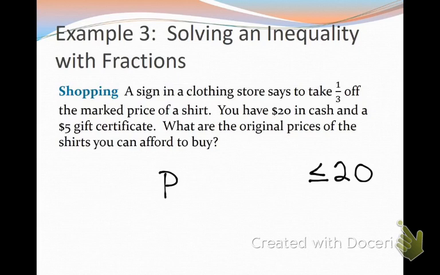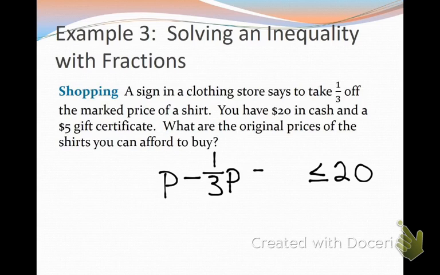But it also says that you can take how much off of said price that you don't know yet. How much? 1/3 off of that price. So that is another part of this inequality. But do you see why it also has a p? Because it's 1/3 of that price that I don't know yet. Okay? And then you have one last piece.